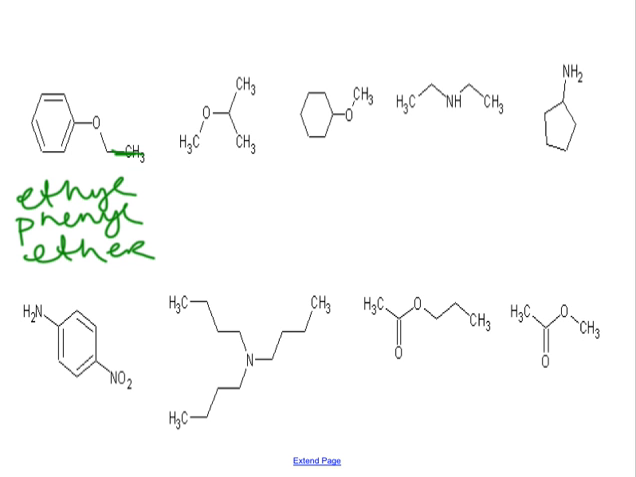Why is it phenyl? Phenyl is when you see a benzene ring used as a substituent group. It's not the important part of what's going on. All right, just for today's lesson, you don't need to know this. You will have to know it next year.